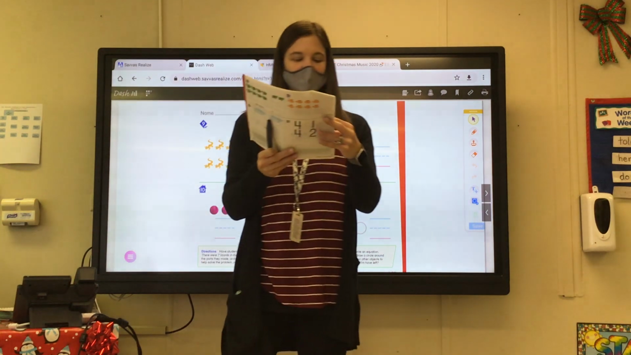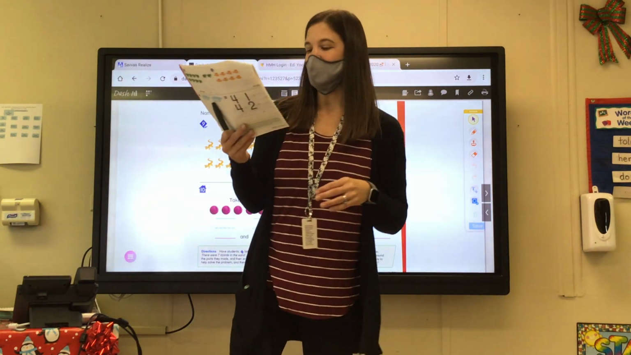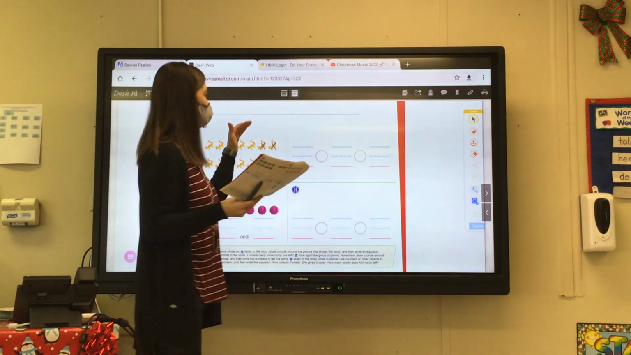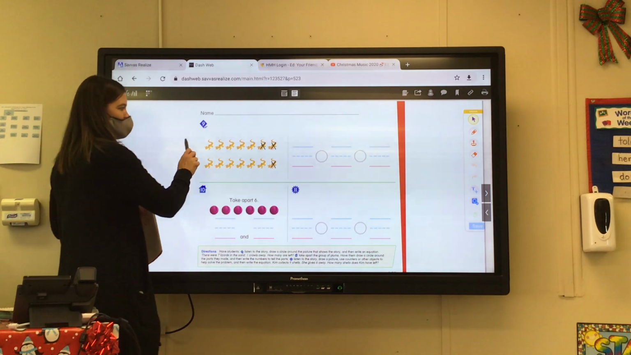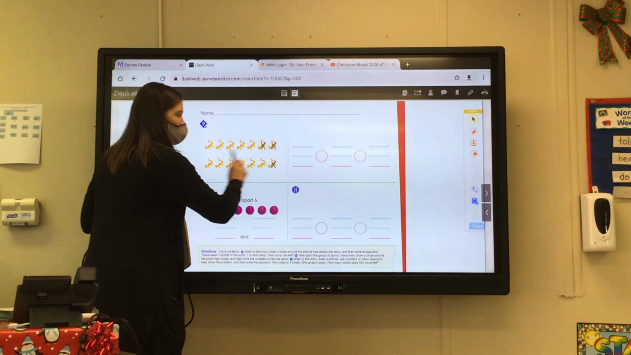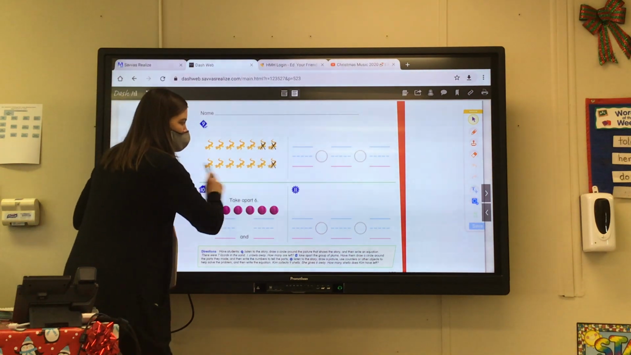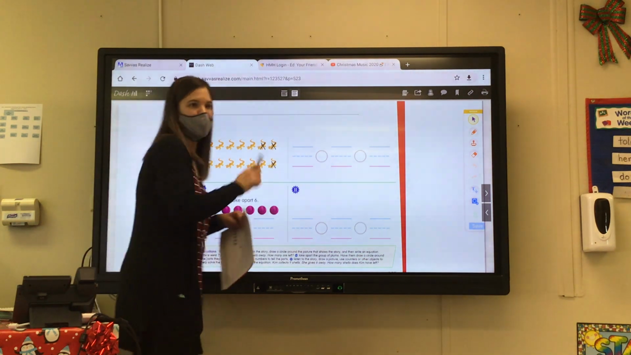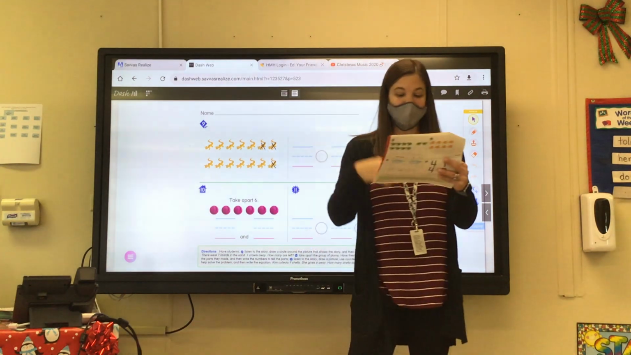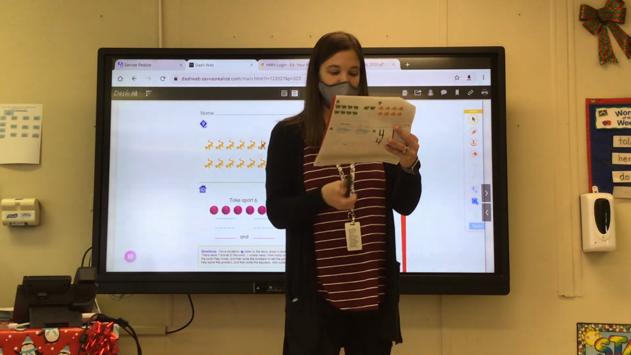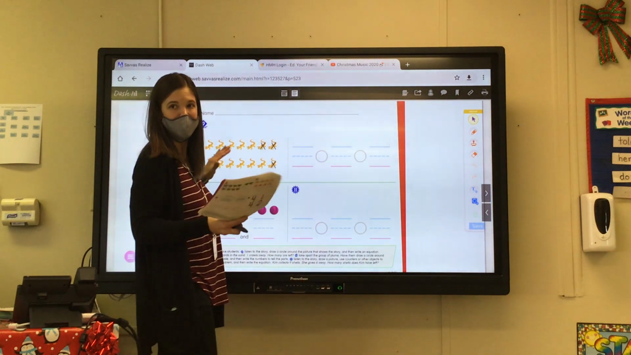Listen to the story. You're going to draw a circle around the picture that shows the story. So when I read the story, if you think it's this one, you're going to circle this one, the top row. If I read the story and you think it goes with this bottom row, you're going to circle that bottom row. And then when you're done, we're going to write the equation next to it. But let's start by circling.